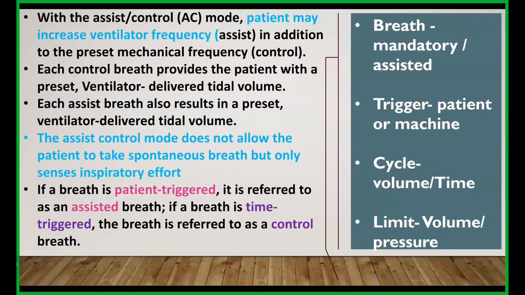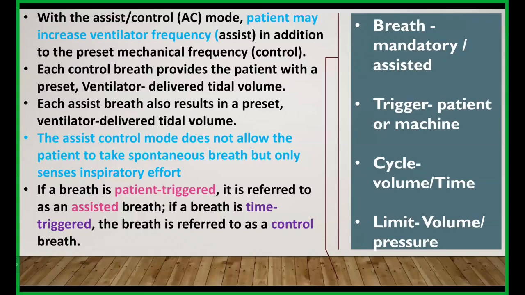So the breath can either be mandatory or assisted breath. Trigger can either be patient triggered or machine time triggered. Then cycle, volume or time cycle. Volume cycle as in case of volume assist control mode, whereas time cycle as in case of pressure assist control mode. Limiting factor will be volume in volume assist control mode and pressure in case of pressure assist control mode.